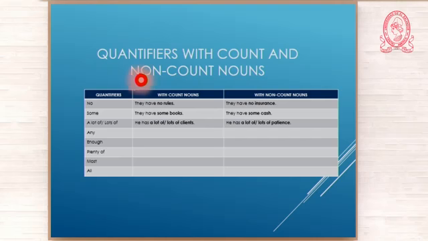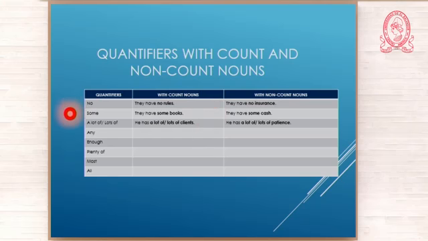Now let us see the combination of no with a non-count noun. They have no insurance. You see, it is possible to combine no with count and non-count nouns. Here we have another example, the quantifier some. Example, they have some books. Books is a count noun in the plural form. And let us see the other example. They have some cash. Okay, cash is a mass noun, a non-count noun.